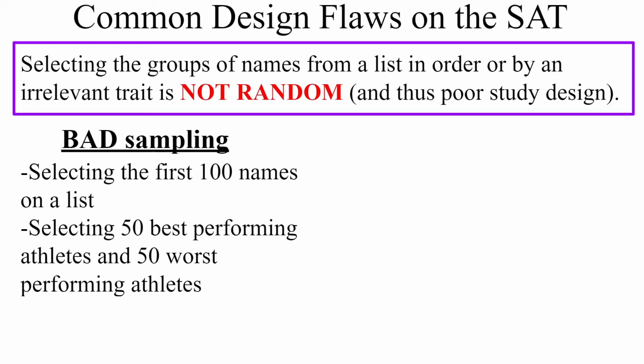Another example is if I said, I'm going to select the 50 best performing athletes and the 50 worst performing athletes to do a study on some sport. That doesn't make sense. I'm leaving out so many people in the middle that probably make up a very large percentage of my population. That's not random either, so that is not good.